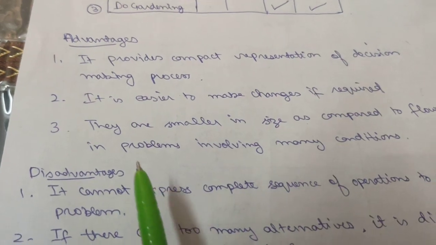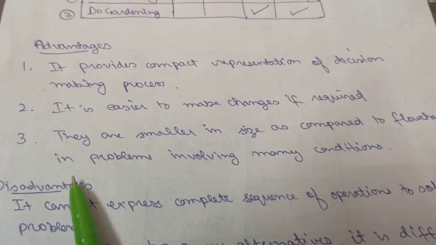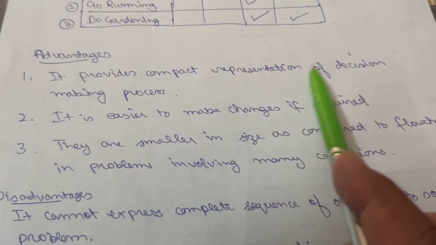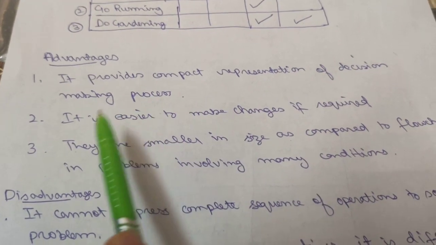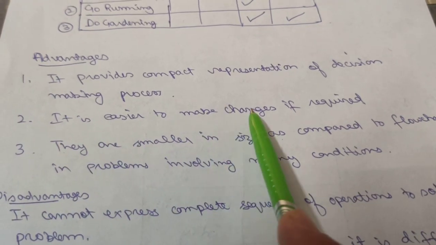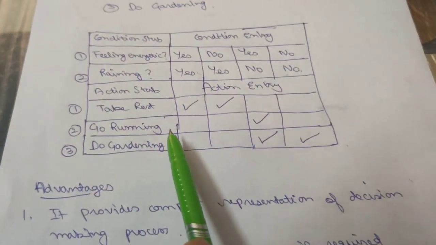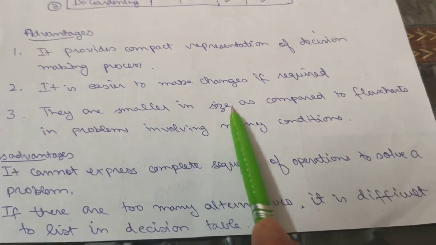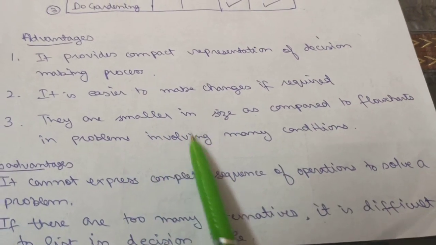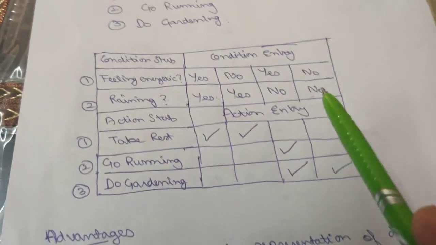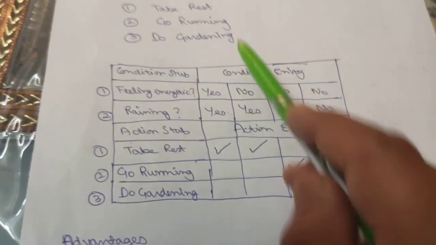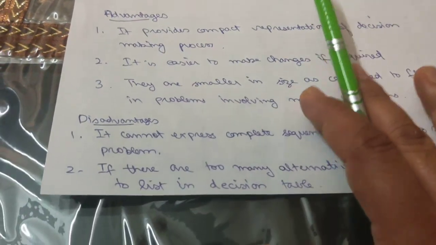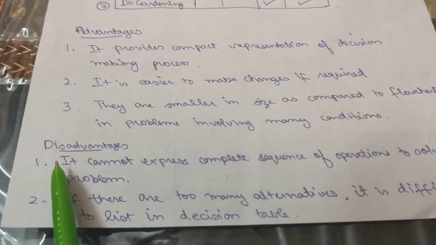Then there are various advantages and disadvantages of the decision table. The first advantage is that it provides a compact representation of the decision making process. Second, it is easier to make changes if required. You only need to change an entry and the change is done. And third, they are much smaller in size as compared to flowcharts in problems involving many conditions. You can see it is quite compact, whereas if you draw the flowchart for this particular scenario, it will be quite large.